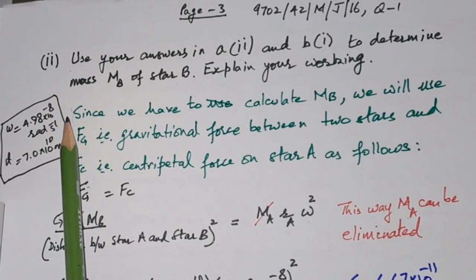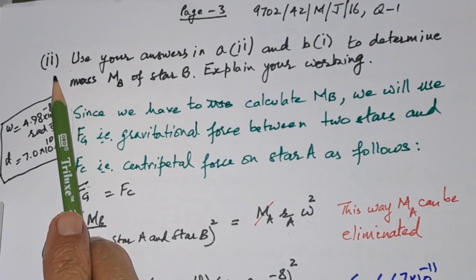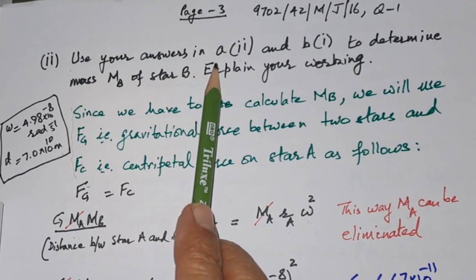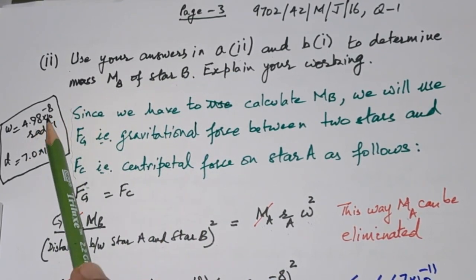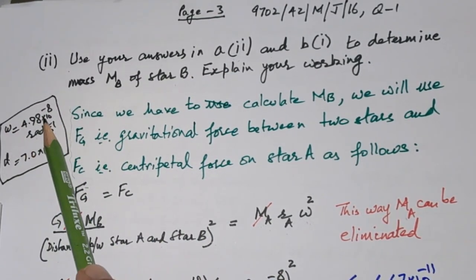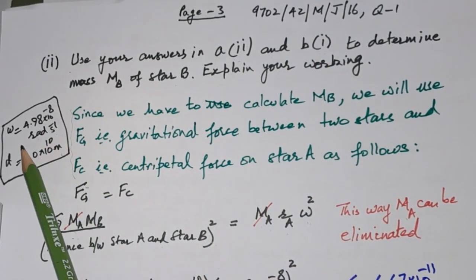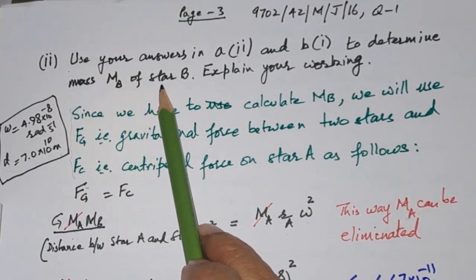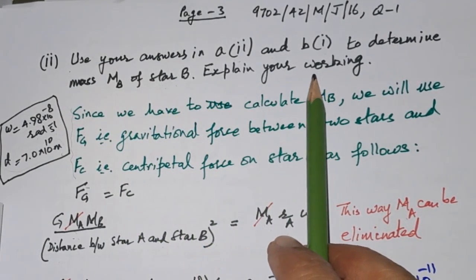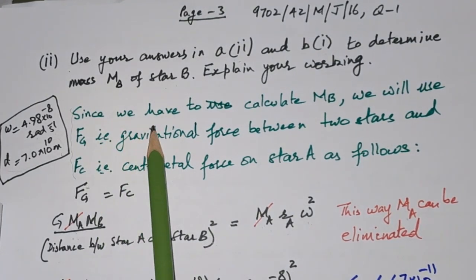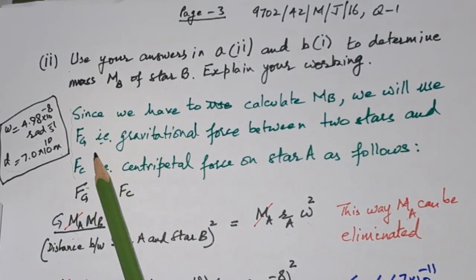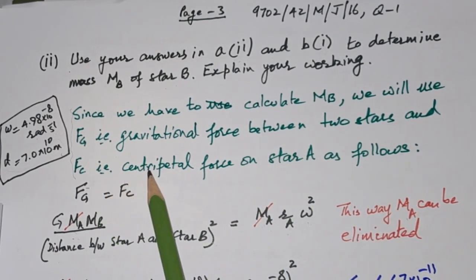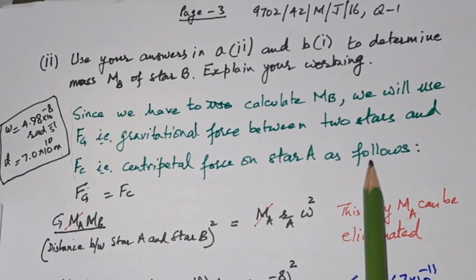Now we come to the second part of part B of the question, which is also the last part. This reads, use your answers in A2, this one, and B1, this one, or vice versa, to determine the mass MB of star B, explain your working. So the explanation is, since we have to calculate MB, we will use Fg, the gravitational force between the two stars, and Fc, the centripetal force on star A, as follows.